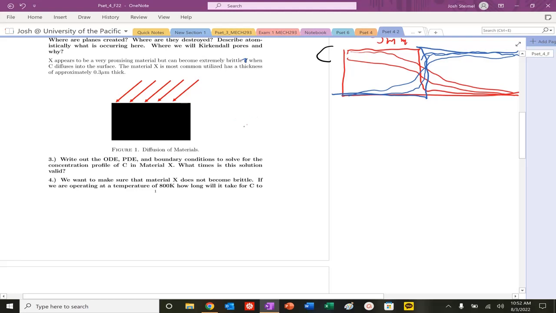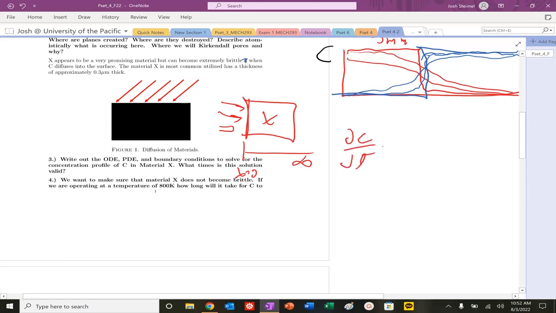So I'm just going to look at it like this. This is my X material. I've got C floating into here. I'm going to make my semi-infinite assumption. So infinite here, x equals 0. If I'm putting in my boundary conditions, so what's my ODE?